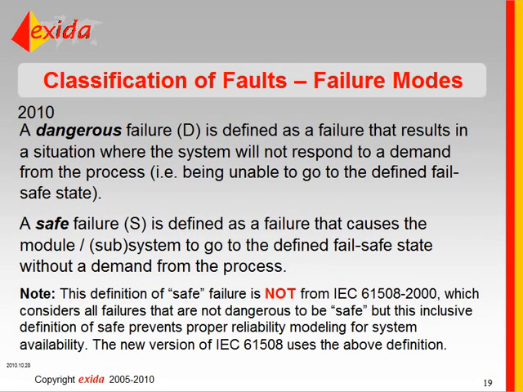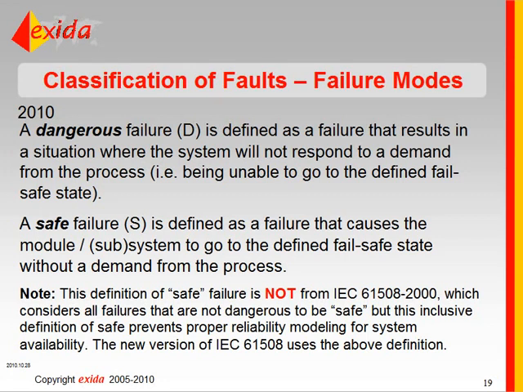All right, so I talked about a dangerous and safe failure. Here's just a more specific definition. A dangerous failure is defined as a failure that results in a situation where the system will not respond to a demand from the process. So this could be a failure where the demand is not sensed. So the demand is essentially the hazard that you're concerned about.